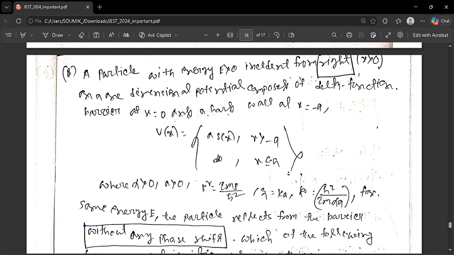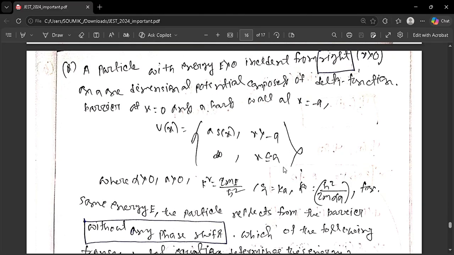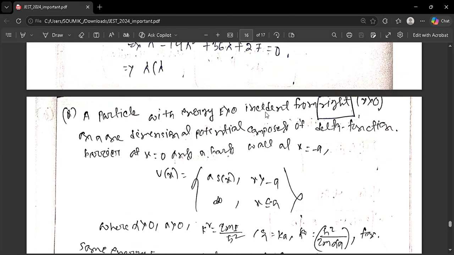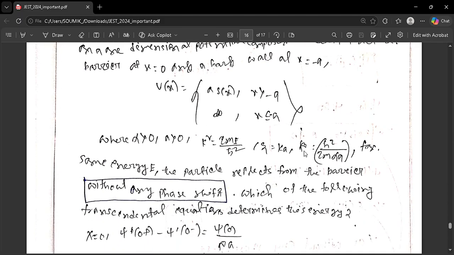It is not a difficult question, but it is time taking. In the exam hall I would prefer not to do this type of question. If you are 100% confident about yourself, then do it, because this type of question is time taking but very interesting. Two tricks are important here. One trick is that the particle is coming from right to left, and the second is that the particle reflects from the barrier without any phase shift.